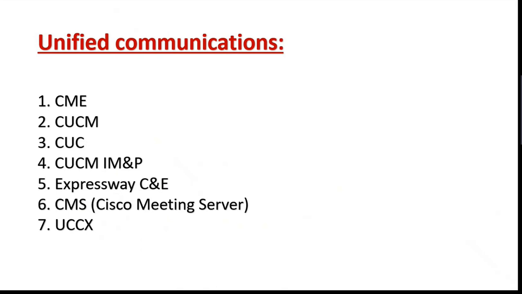Then in unified communication, there are different types of servers and services which can be used. These are the main components of unified communication: CME, CUCM, Unity Connection, CUCM IM and Presence, Expressway C and E, Cisco Meeting Server, and UCCX or Contact Center. So these are the main components of unified communication used for different purposes.